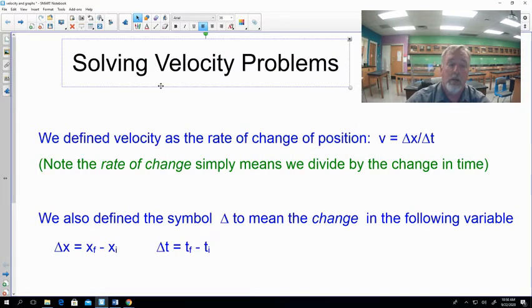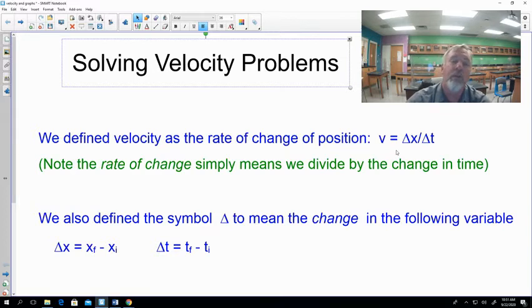If you remember last week, we defined velocity as the rate of change of position. Really, I should say displacement here. We defined it as V equals delta X over delta T. Remember that triangle is delta, and that means change of. So delta X is change of position, change of X. Delta T, change of time.